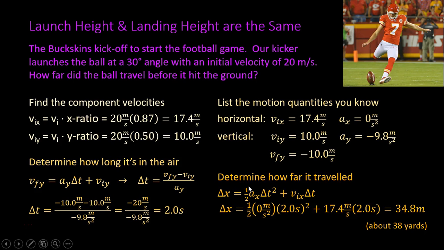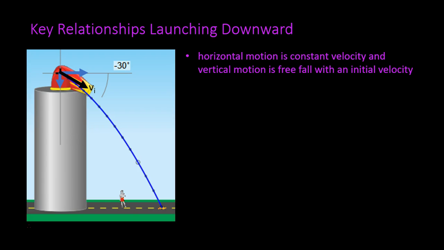And lastly, we need to determine how far the ball traveled. We use equation 2 with our horizontal motion data, remembering that the acceleration horizontally is 0 meters per second squared, so this term goes to 0. We take our initial horizontal velocity, 17.4 meters per second, multiply it by the time the ball was in the air, and we wind up with 34.8 meters for the range of this kickoff. That's about 38 yards.